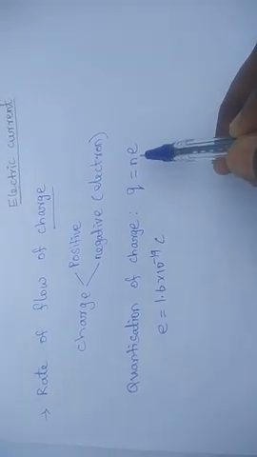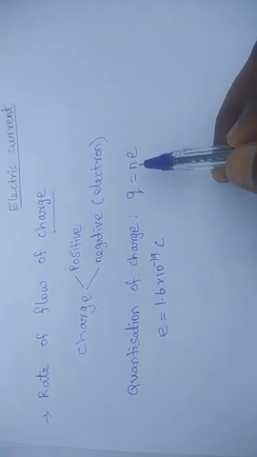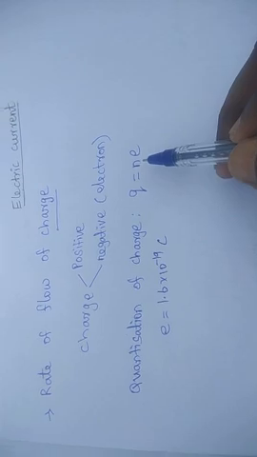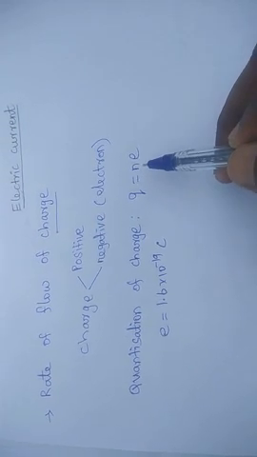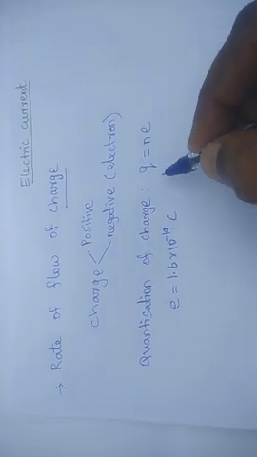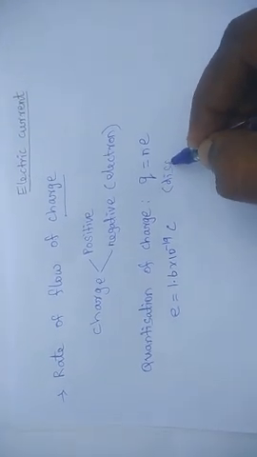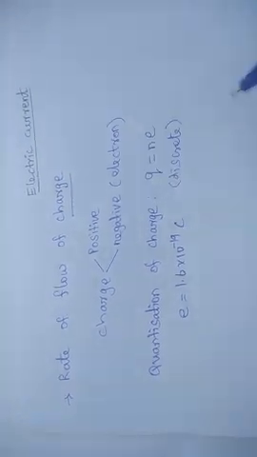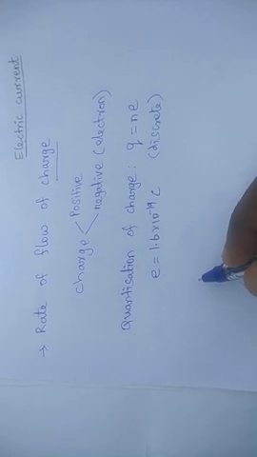In this equation, N represents 1, 2, 3, 4. That means the charges may be 1 charge or 2 charges or 5 charges. It can never be 7.5 charges or 6.2 charges or 4/3 charges. That is, charges are always discrete in nature, step by step. I will explain the quantization of charge in a clear way.